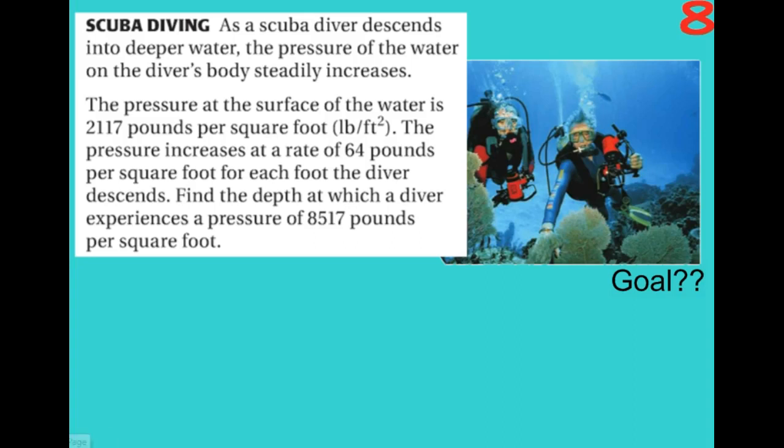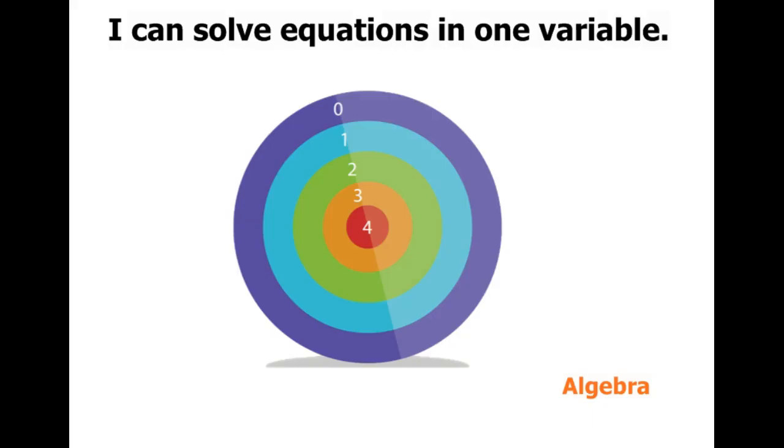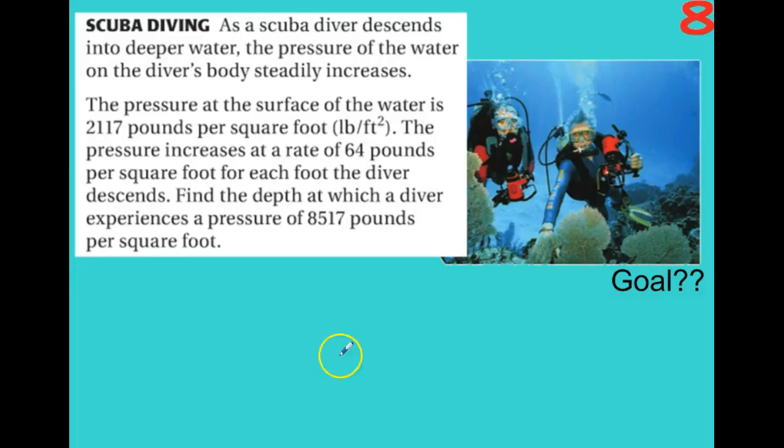Alright, I believe this last problem, yep, it says scuba diving. A scuba diver descends means going down, into deep water. The pressure of the water on the diver's body steadily increases. This is all good information, however, it doesn't help us with writing an equation. The pressure at the surface of the water is 2,117 pounds per square foot. So that's where we're starting out, at the surface of the water, the top.